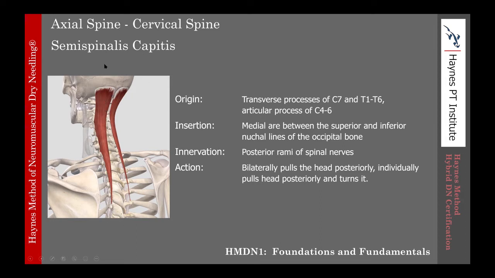So Semi-Spinalis Capitis, strong bread and butter muscle for treatment. In its origin, the transverse processes of C7 and T1 through 6, and the articular process of C4 through 6. Its insertion is the medial area between the superior and inferior nuchal lines of the occipital bone. And we'll talk about that surface anatomy or our landmarks. This basically makes up that footprint between the superior and inferior nuchal line. Innervation is the posterior rami of the spinal nerves, and its action bilaterally pulls the head posteriorly, and individually it pulls it posteriorly and rotates.